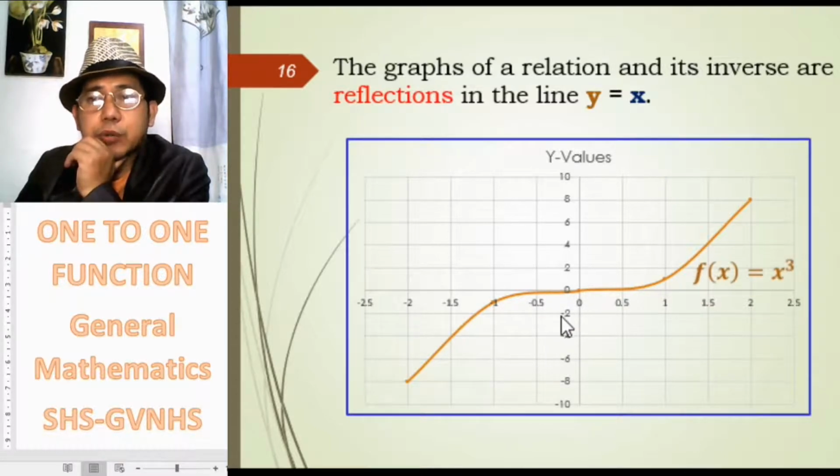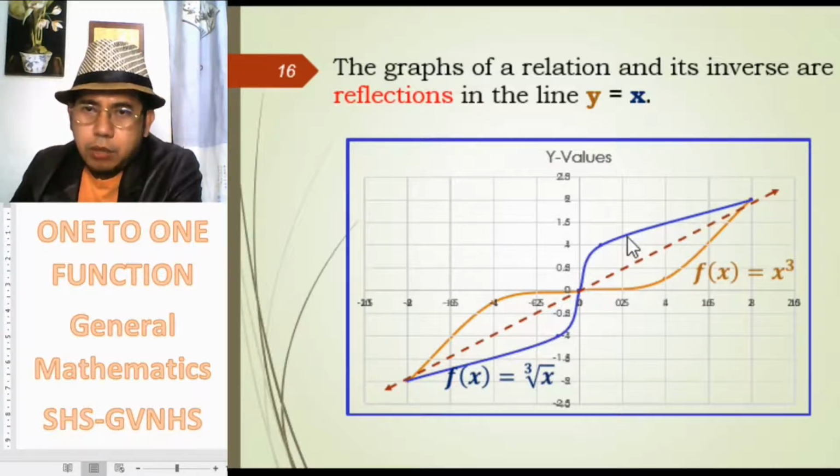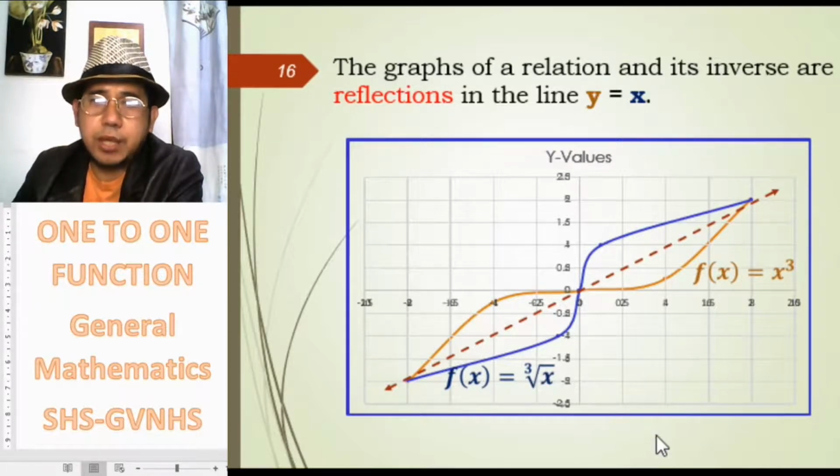And another one would be, you notice that this blue one is the reflection of this original function. The graph with the color blue is actually the reflection of this graph. The graph of f of x equal to x raised to 3 is the original, and the blue one is the inverse, f of x equal to the cube root of x.